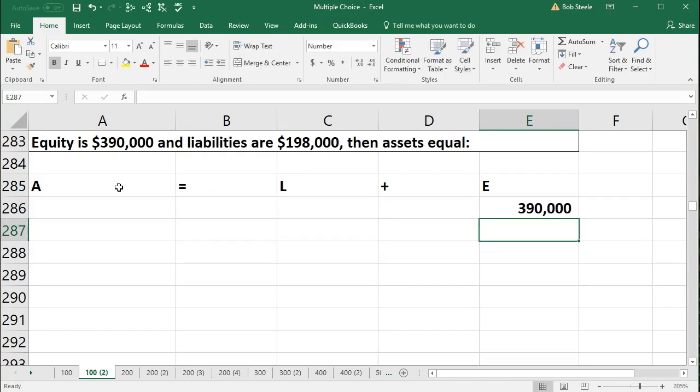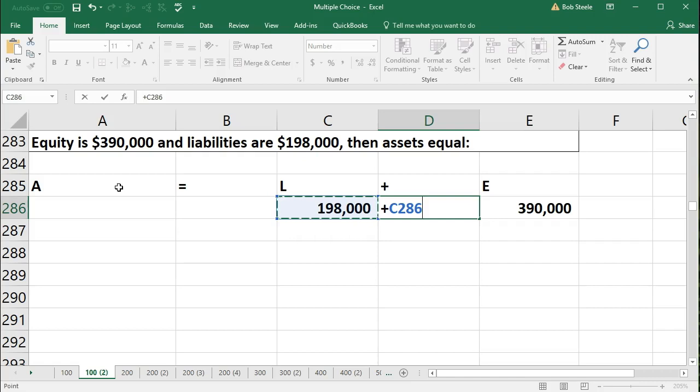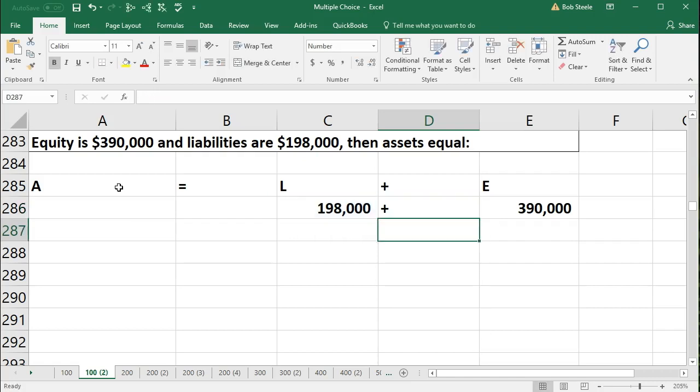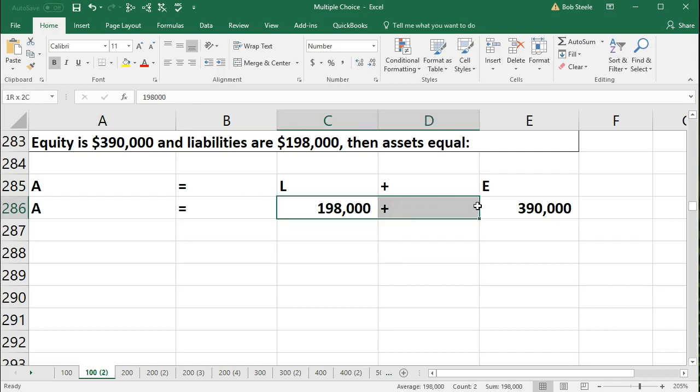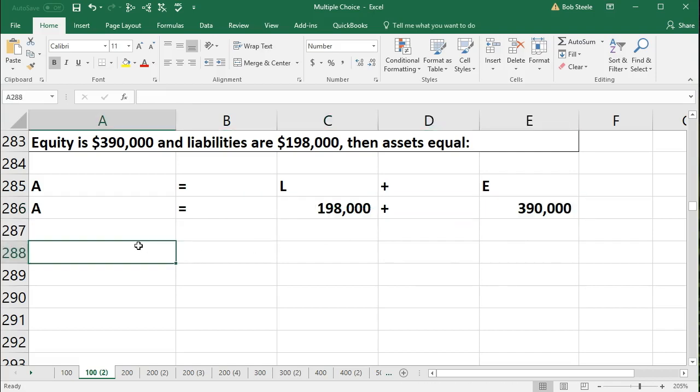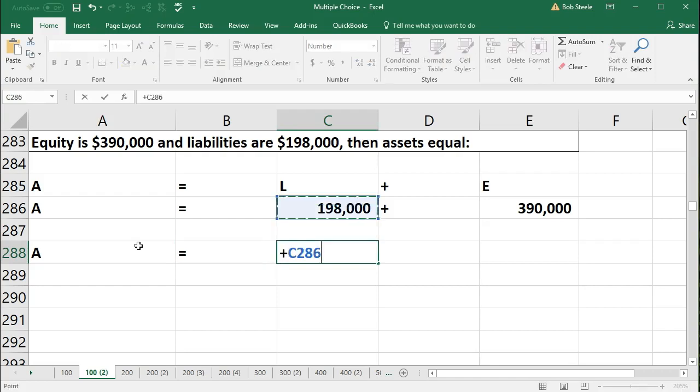$390,000. Then we're going to say liabilities are $198,000, and fill in the rest. Of course, we are now looking for the assets being equal to the liabilities plus equity. Now this one, of course, the two are on the same side, so that's going to make an assets calculation not too difficult. We're going to say that's going to be equal to 198 plus the 390.